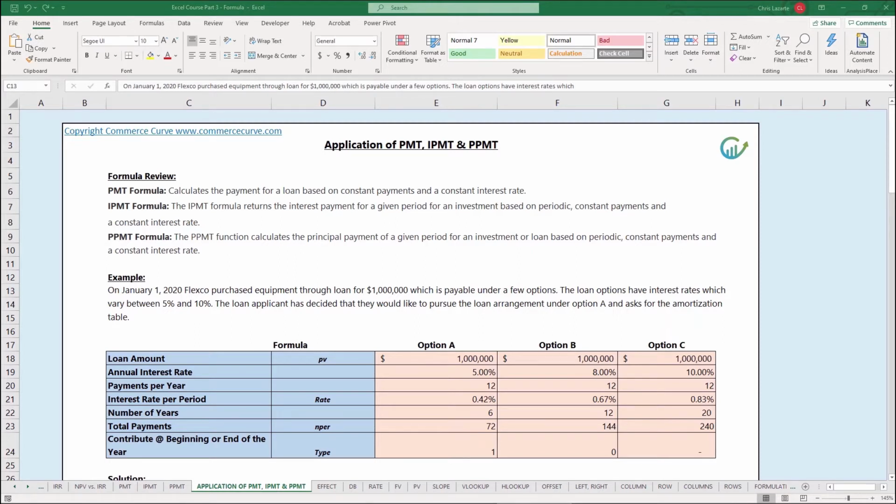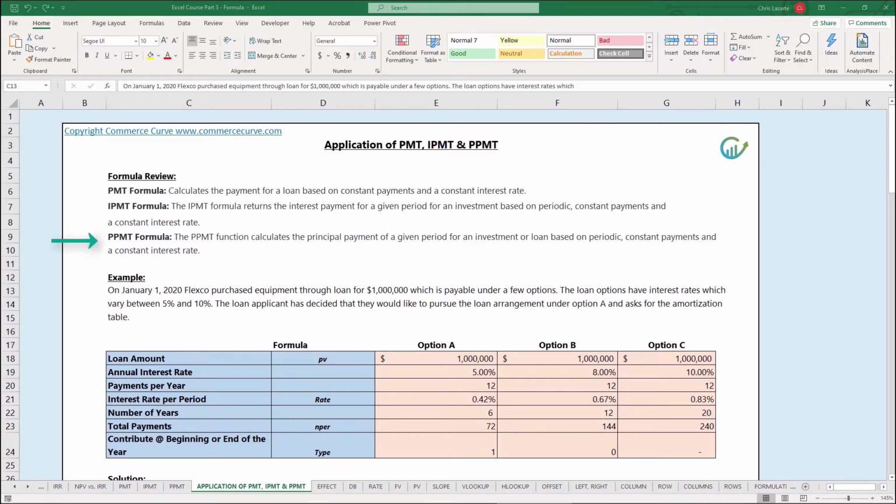There's the PMT formula in Excel, which calculates the payment for a loan based on constant payments and a constant interest rate. So that's the blended amount of the payment. Then we have the IPMT formula, and the IPMT formula returns the result of an interest payment for a given period for an investment based on specific periodic constant payments and a constant interest rate when it's applied.